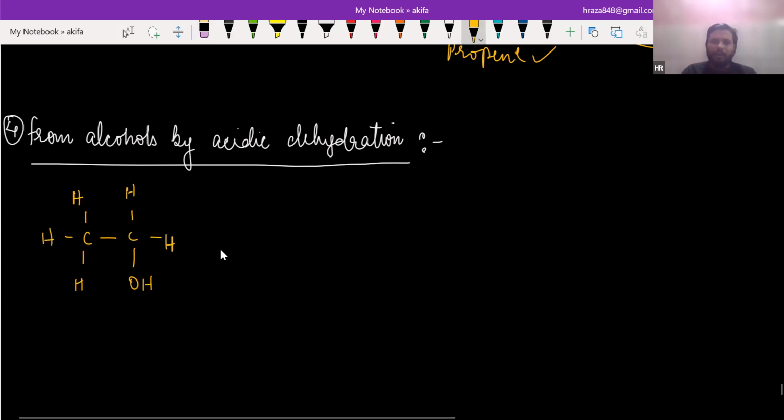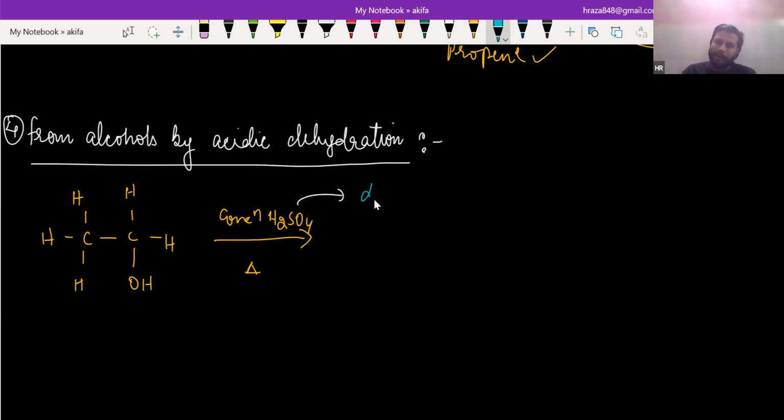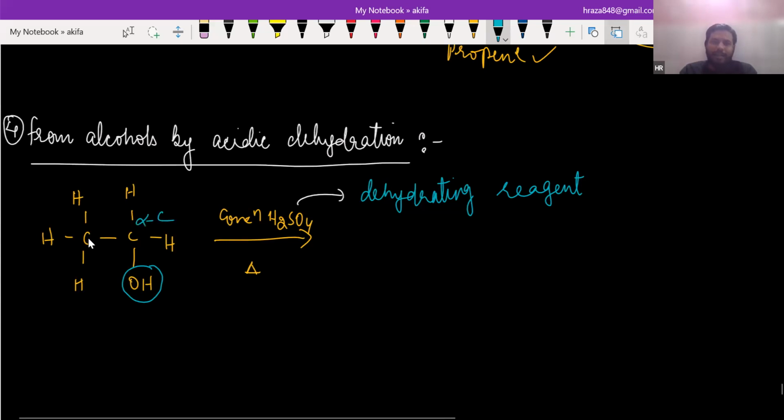So in alcohol, we are going to use concentrated H2SO4, which is also known as dehydrating reagent. Dehydrating reagent means it will remove a water molecule. Like in alkyl halide, that was alcoholic KOH, and we heat it, then we got alkene. In the same way, we use concentrated H2SO4 in alcohol and heat it, then we will get alkene. This OH is attached to this carbon, that means this carbon is the alpha carbon. In the same way, this carbon will be the beta carbon, and the beta carbon has three hydrogens.